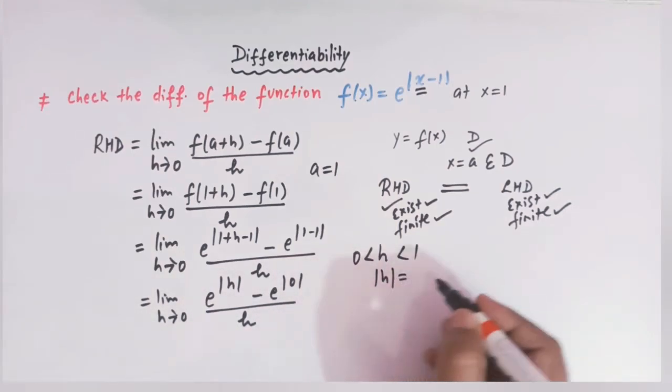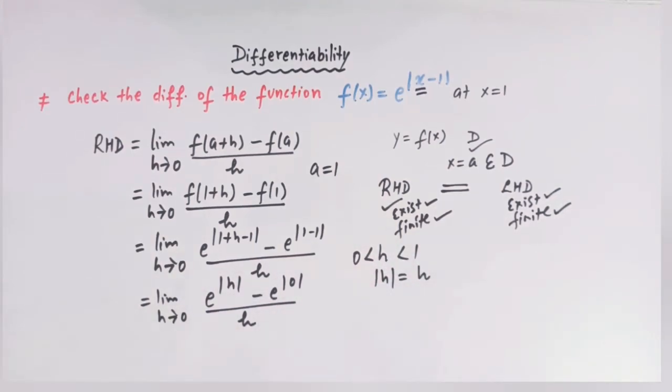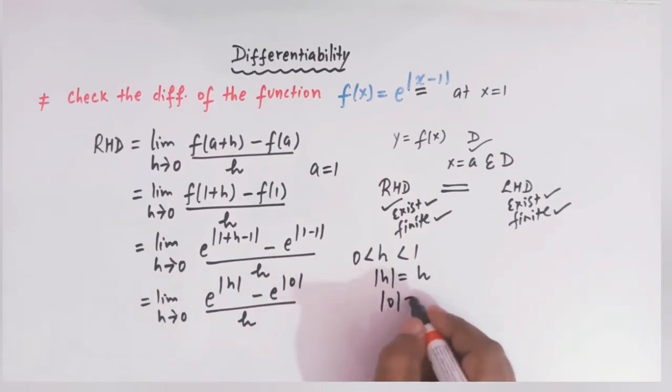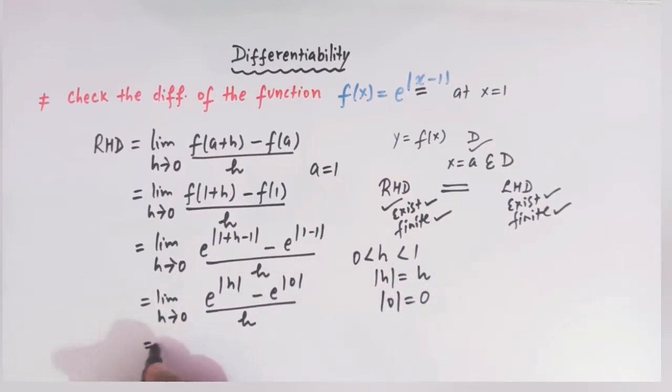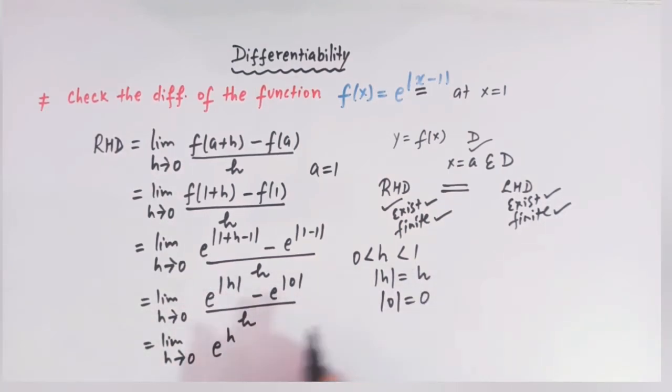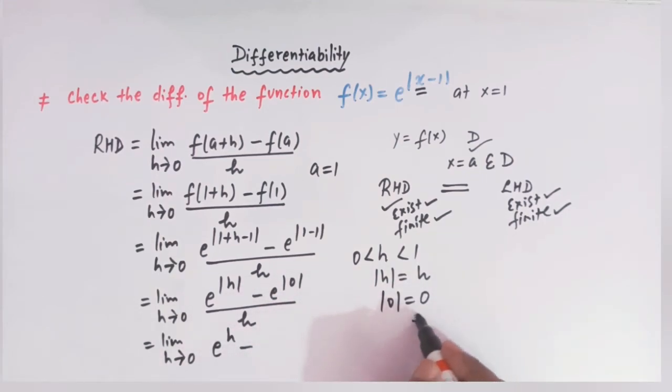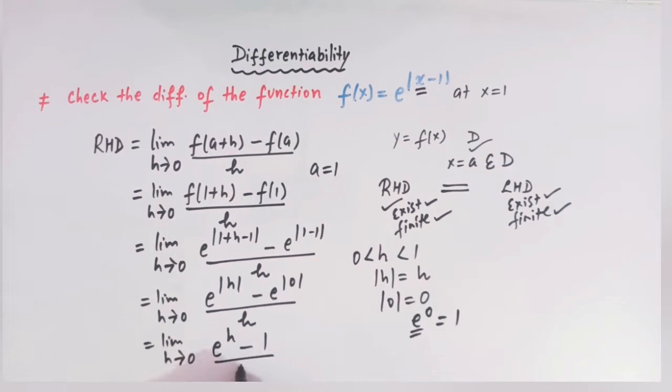So mod of h is simply equal to h, and mod of 0 is equal to 0. So now we can write limit h tends to 0 of e raised to mod of h, which is h, minus e raised to 0. e raised to 0 is 1, e is the exponential number, and we have 1 over h, right?